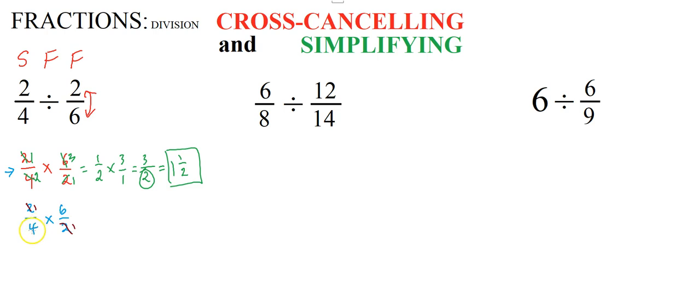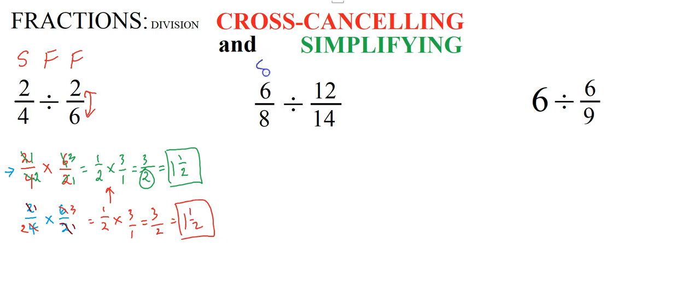So 4 divided by 2 is 2, and 6 divided by 2 is 3. My new equation looks like this, 1/2 times 3/1. And hey presto, it looks exactly the same as the one above, so we get the same answer. 1 times 3 is 3, 2 times 1 is 2, and rename as a mixed number. So that's how you can do a simple one like that. Let's look at the next one.